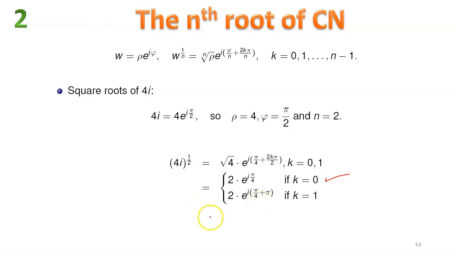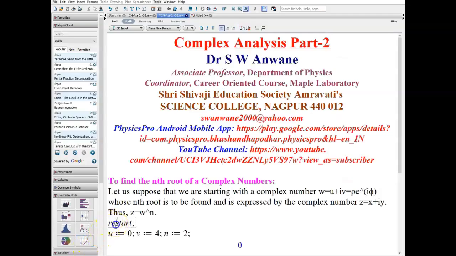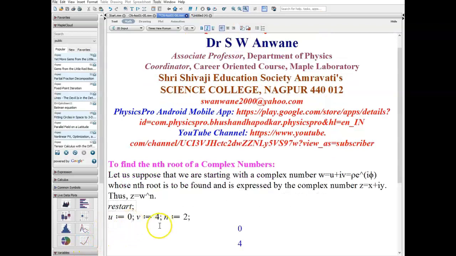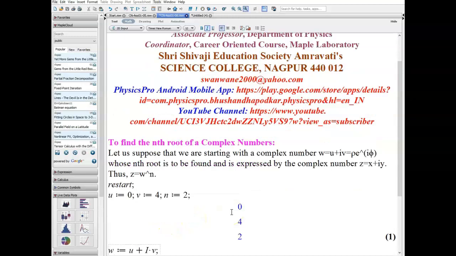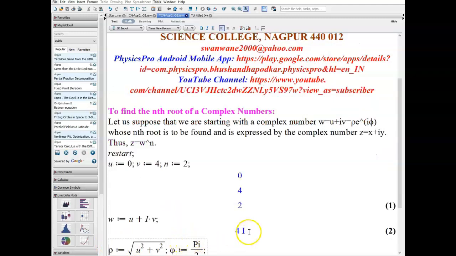Now we shall explore this problem in Maple. Here in this Maple sheet, we are expressing 4i as u is equal to 0, v is equal to 4, and as we are trying to find the square root of 4i, n is taken to be 2. So the number w, which is u plus iv, can be expressed as simply 4i.